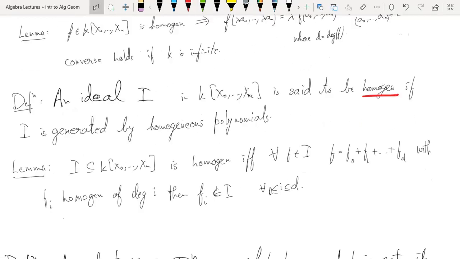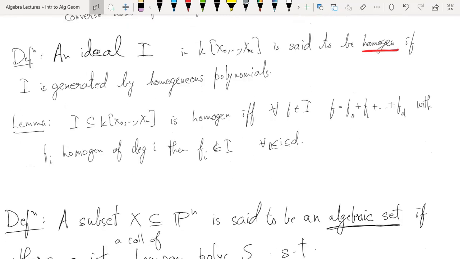Another characterization of homogeneous ideal was that if a polynomial f belongs to I, then that need not be homogeneous, obviously, but if you decompose it into homogeneous pieces of various degrees, so homogeneous piece of degree 0, degree 1, and so on, then each of these homogeneous pieces should also belong to I, if I is a homogeneous ideal. And conversely, if this happens, then I is a homogeneous ideal. So it's a characterization.